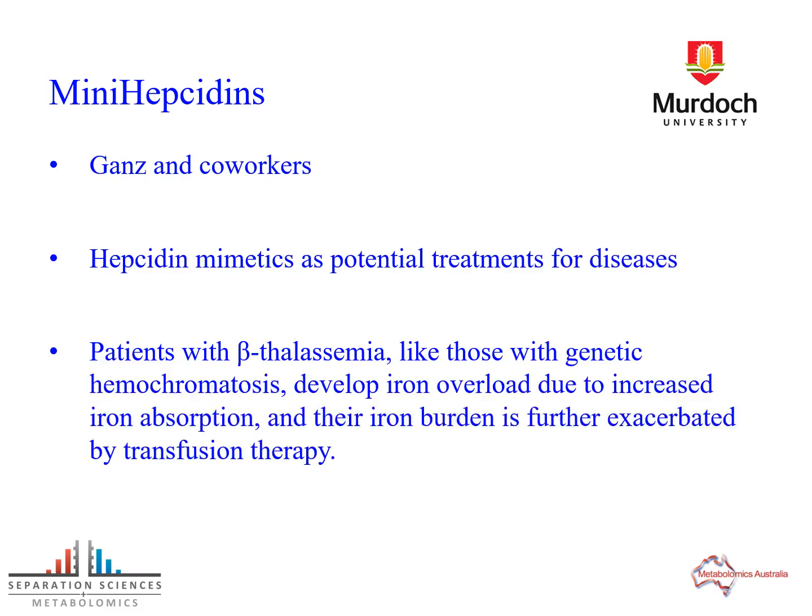Certainly initial work was looking at dealing with hemochromatosis, but patients with beta thalassemia also suffer from iron overload over time, and their iron burden is further exacerbated by transfusion therapy. So if we had ways of injecting some of these hepcidin mimetics into not only people that suffer from hemochromatosis, but also people who've got these more severe cases such as beta thalassemia, that would actually be very, very beneficial.